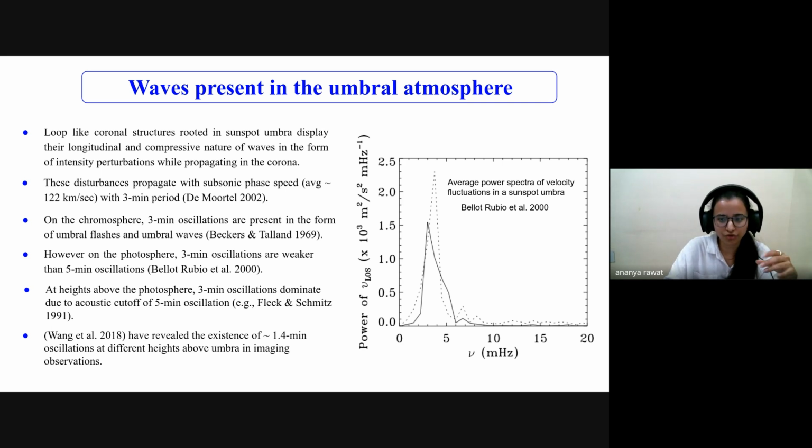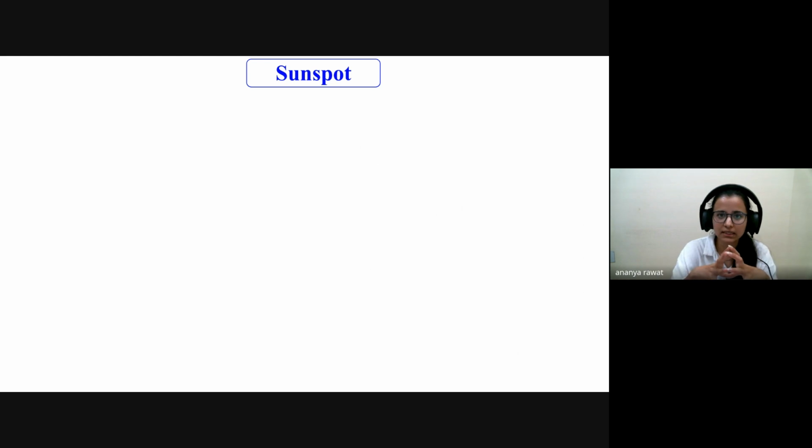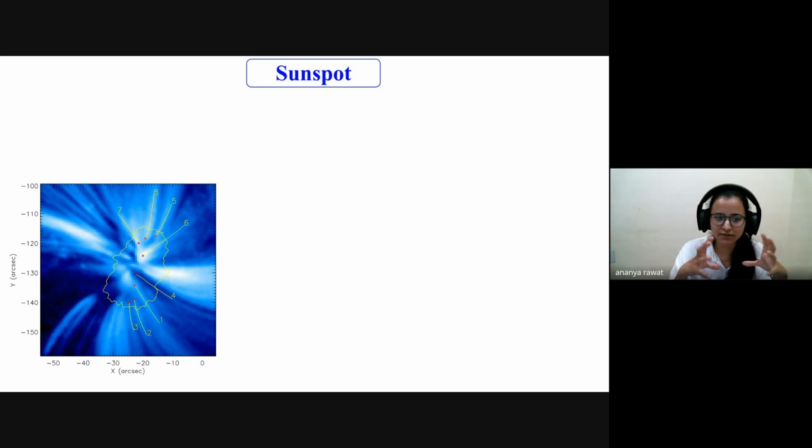Now to study these waves, we have selected a sunspot. This is a fan loop structure in which we have traced 8 fan loops. This contour here represents the umbra. So these fan loops are coming out from the umbra. We did analysis over all the 8 loops, but for this presentation, I will be showing you the result for loop number 8 as a representative example.